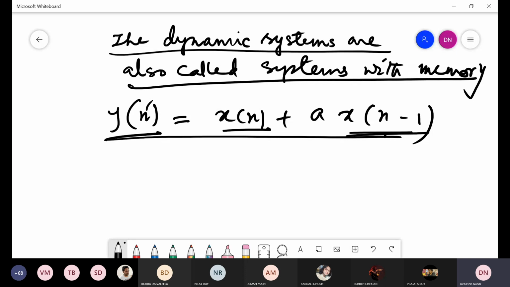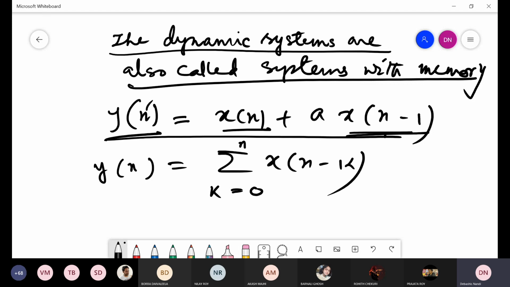Then another system you can think that it is a dynamic system, that is yn is equal to, for example, the sum over k equal to 0 to n of x n minus k. This is also another system which is called a dynamic system. Okay. It is also a dynamic system.